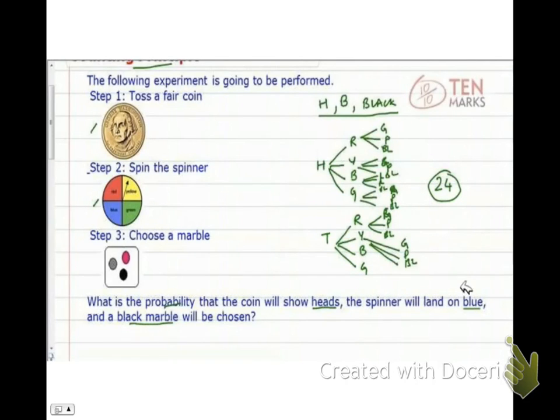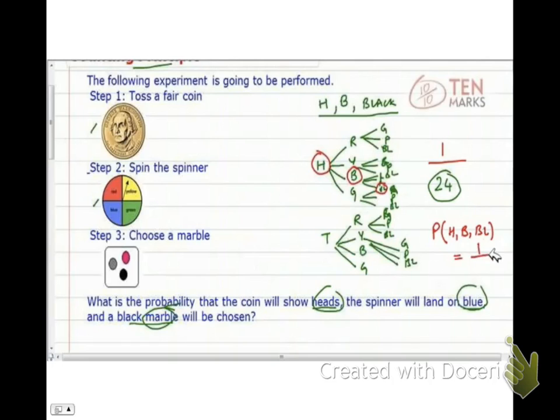Okay? We are looking for the outcome that lands on blue, black, and the coin showed heads. So heads, let's change the color of our pen. The coin should show heads, the spinner should land on blue, and the black marble should be chosen. That's 1 possibility out of 24, right? So the probability of heads, blue, and black is 1 possibility out of 24. There's only 1 possible combination that will give us that out of the possible 24 combinations.